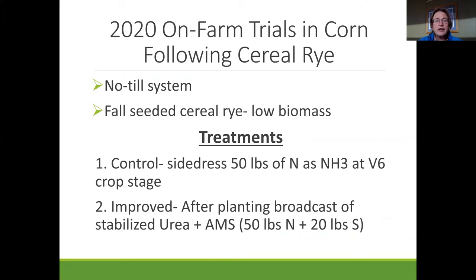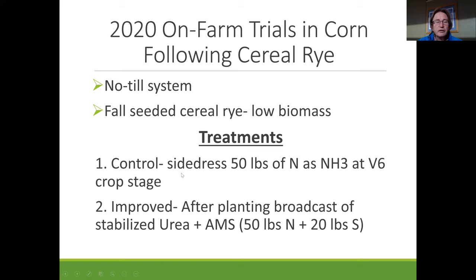So now we also had some on-farm trials along this same concept. These were conducted in a no-till system. In this trial, we fall seeded cereal rye, but we had low biomass. So I think of this trial as just a no-till type trial. And our treatments were this.